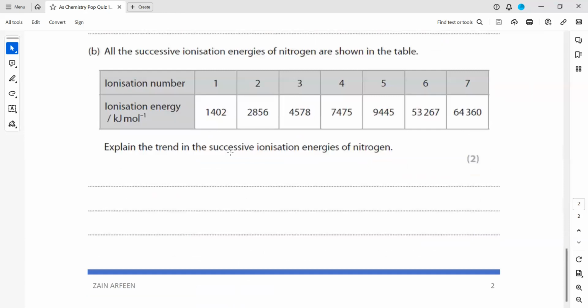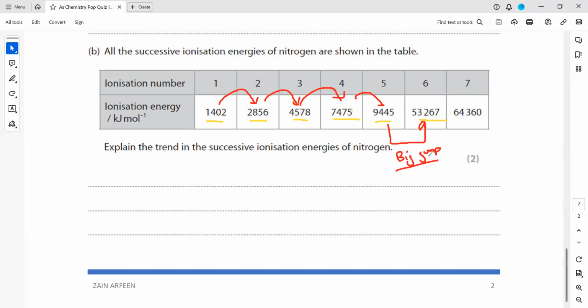In part B, all the successive ionization energies of nitrogen are shown. When we are removing electrons from nitrogen, explain the trend in successive ionization. So look: 1402, 2800, 4500, then 7400, 9000, then 53,000. So this is called comparative. It is approximately double, approximately double, approximately double, or at least in the same range. But here you see a big jump.